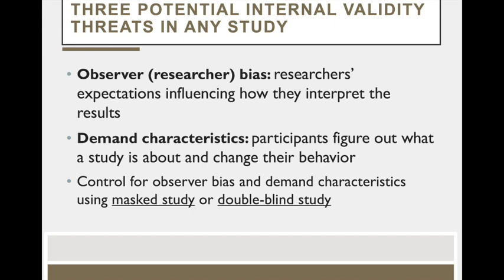So a masked study is when the researchers are blind to what's going on. They don't know which participants are in which groups. And in a double-blind study, both researchers and participants don't know who's in group 1 and who's in group 2, right? Or who's in whatever your different treatment groups are. Placebo versus medication, for example.